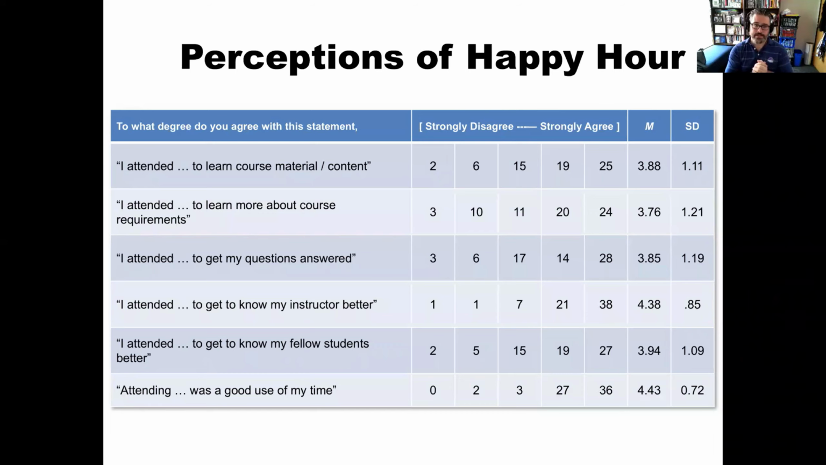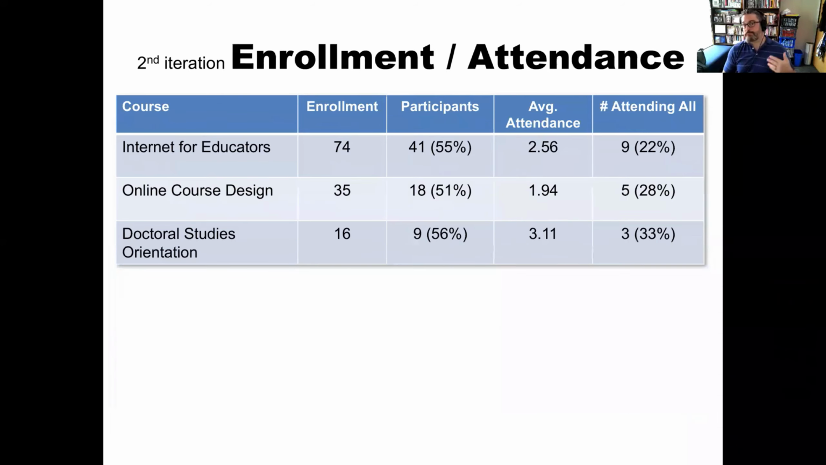Some students were getting their questions answered or learning more about course requirements. That first happy hour is usually what you would do in a face-to-face class: you'd go over the syllabus, go over the main projects in the class, and ask for questions. And I've still found this to be true: Internet for Educators is a highly technical course, and attendance was always really high with that. Overall, while these numbers aren't super strong, my doctoral studies class almost always is really high. In fact, last time I taught it, it was 100% for everyone, all four, or three, since it's during the summer.